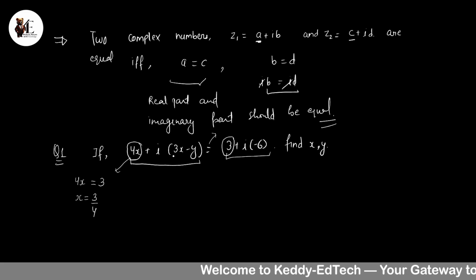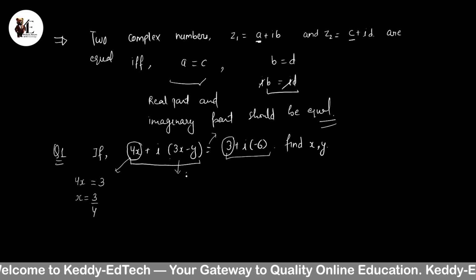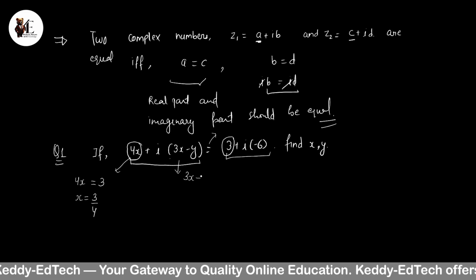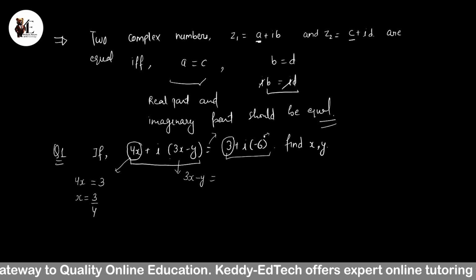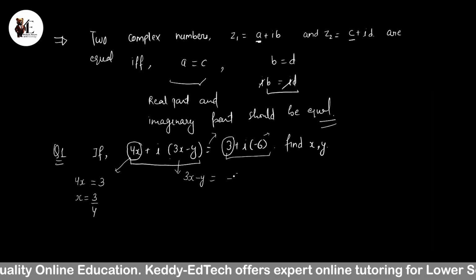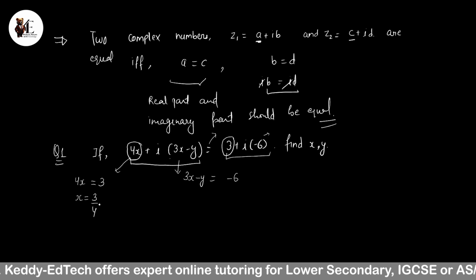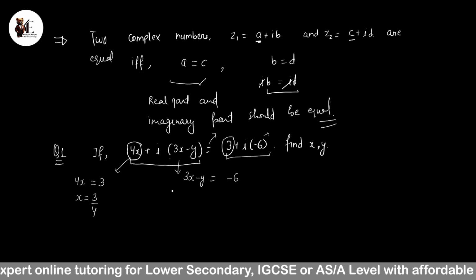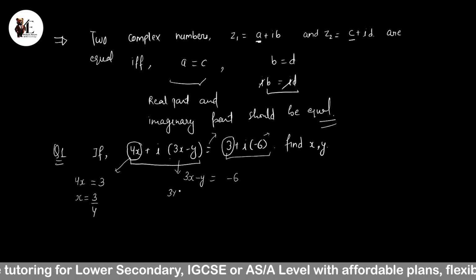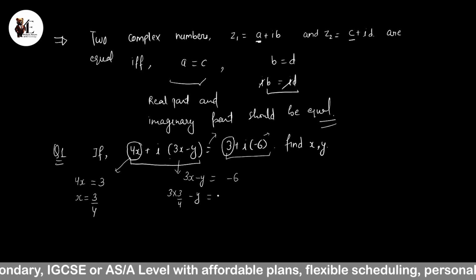Now we have to equate the imaginary parts also to get the value of y. In the first complex number, the imaginary part is 3x minus y, which is equal to, in the second complex number, the imaginary part, negative 6. Now I have to substitute the value of x, which I have obtained from equating the real parts. So x is 3 over 4. So 3 into 3 over 4 minus y is equal to negative 6.